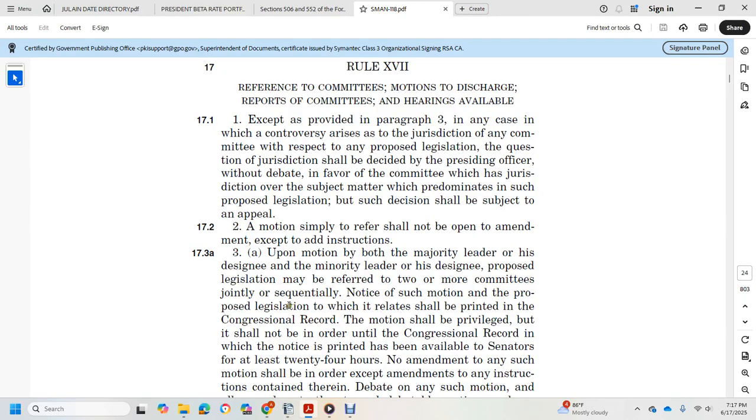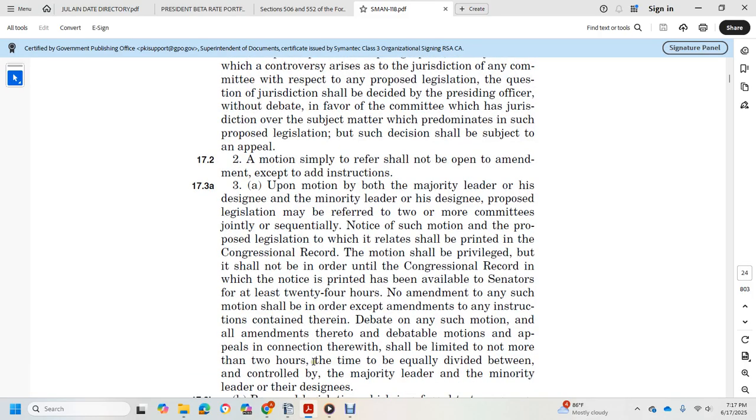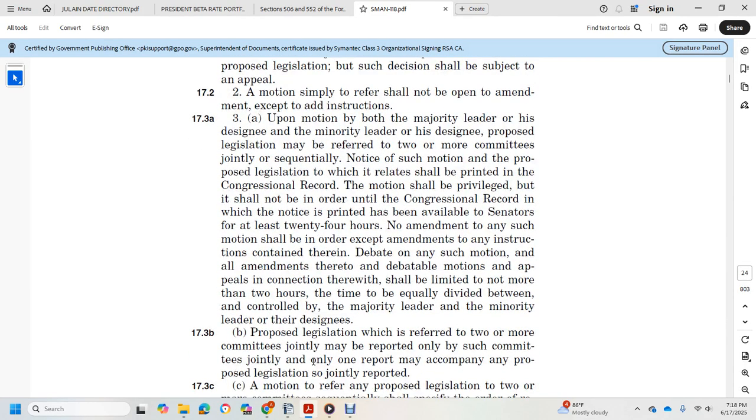Notice of such a motion, and the proposed legislation to which it relates, shall be printed in the Congressional Record. The motion shall be privileged, but it shall not be in order until the Congressional Record in which notice is printed has been available to senators for at least 24 hours. No amendment to any such motion is in order except amendments to the instructions contained therein. Debate on any such motion and all amendments thereto, debatable motions, and appeals in connection therewith shall be limited to no more than 2 hours, the time to be equally divided and controlled by the majority leader and minority leader or their designees.